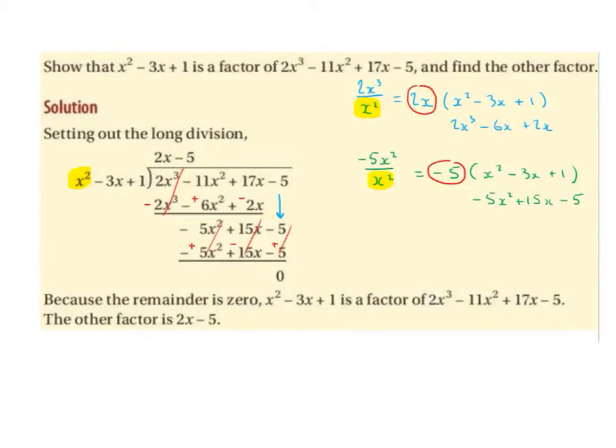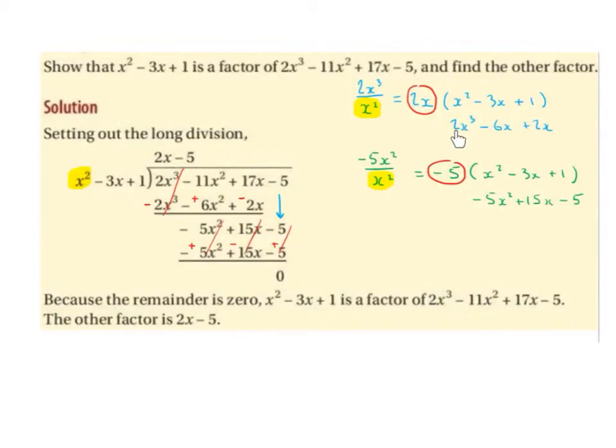We then take the highest power of x under the bus stop, which is 2x cubed, and divide it by the highest power of x outside the bus stop, which is x squared. 2x cubed divided by x squared is 2x. So 2x goes on top of the bus stop. That's the first part of our other factor. We then multiply the 2x by what's in front of the bus stop, x squared minus 3x plus 1.